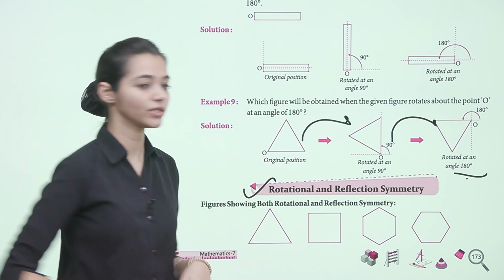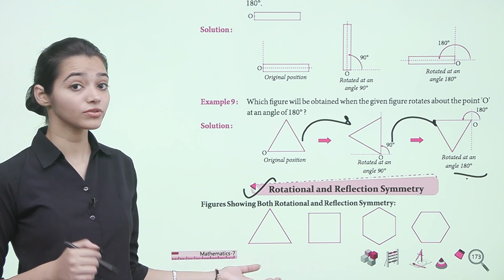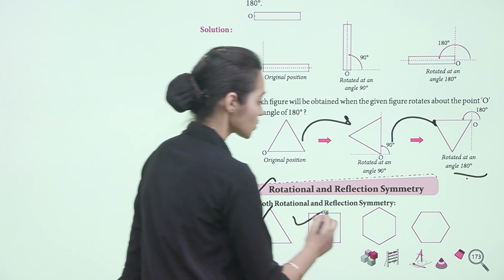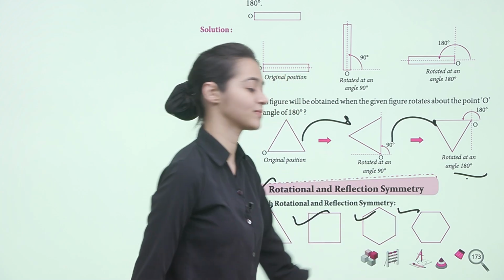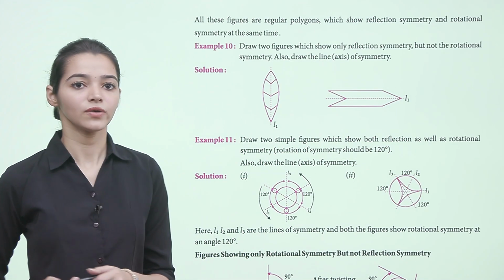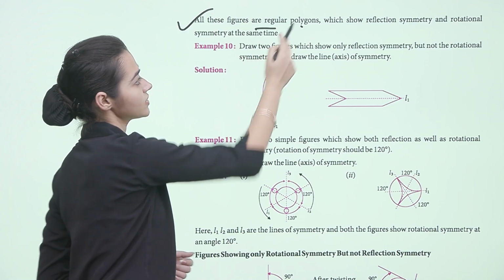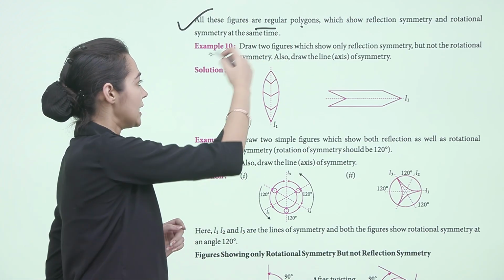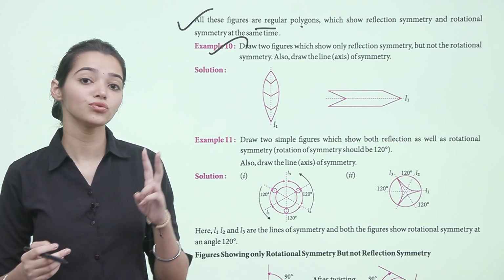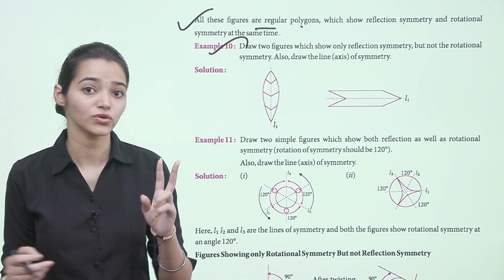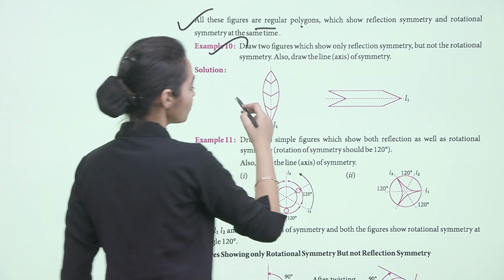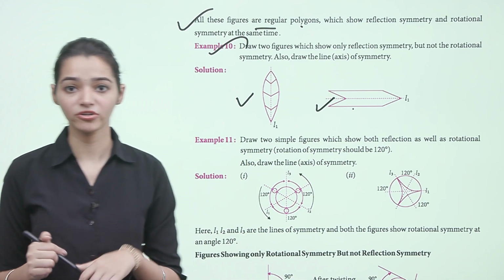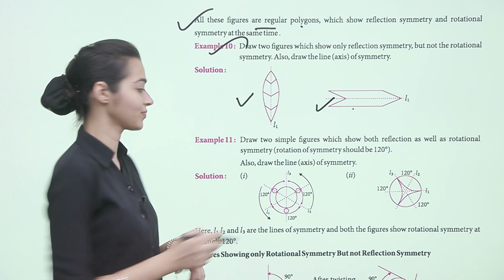Now next is our rotation and reflection symmetry. These are the figures that show both rotation as well as reflection symmetry: the triangle, square and these polygons. As all these figures are regular polygons, they show both reflection as well as rotational symmetry. Example number 10 says that we have to draw two figures which show only reflection but not rotational symmetry. Here are the two figures, L1 and L. What are these? These are the lines or axes of symmetry and they show only reflection symmetry.